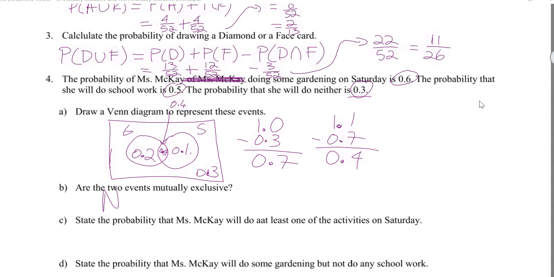Are the 2 events mutually exclusive? No, there is definitely some overlap. Even just from this, you know there's overlap because that probability adds up to more than 1.